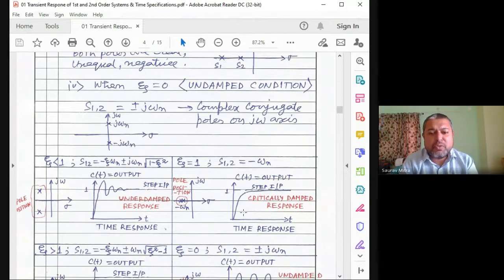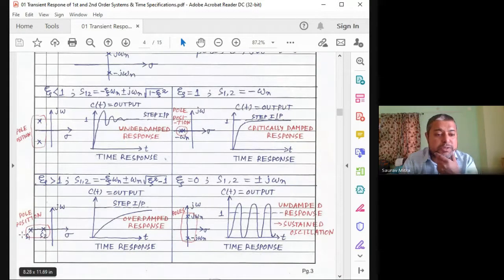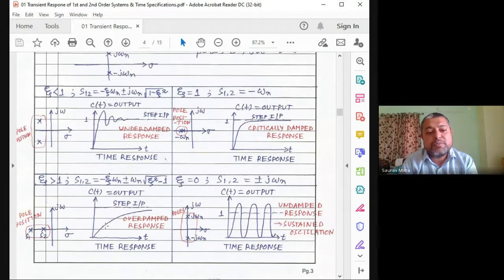Then for zeta equal to 1, you get critical damping. In that case, there are two real poles, both at minus omega n, because we have put zeta equal to 1. And for higher values of zeta, there are two real poles at different positions on the minus sigma axis, that is, the negative real axis of the S-plane. There are two different poles, and the response is like this, but the response is slower.